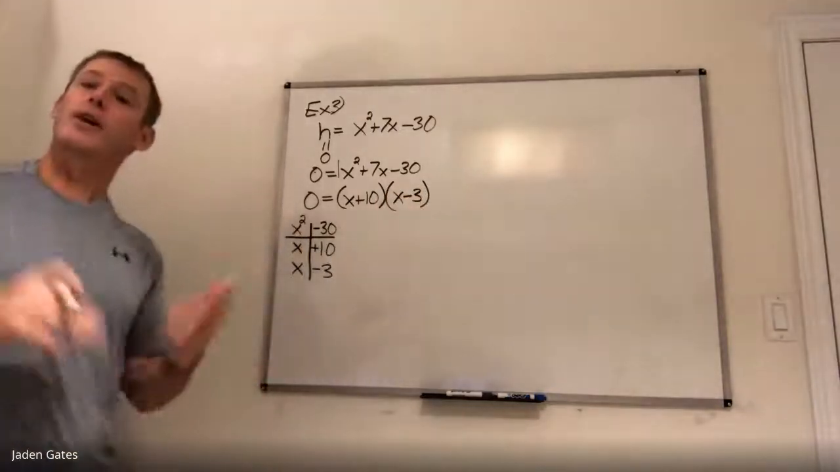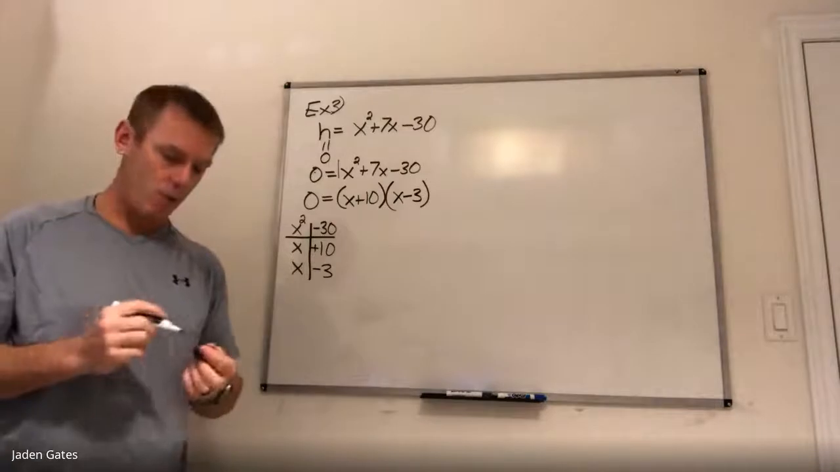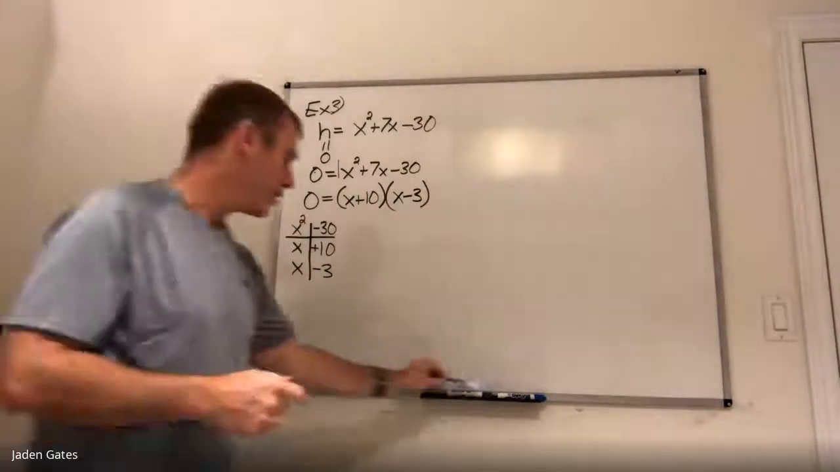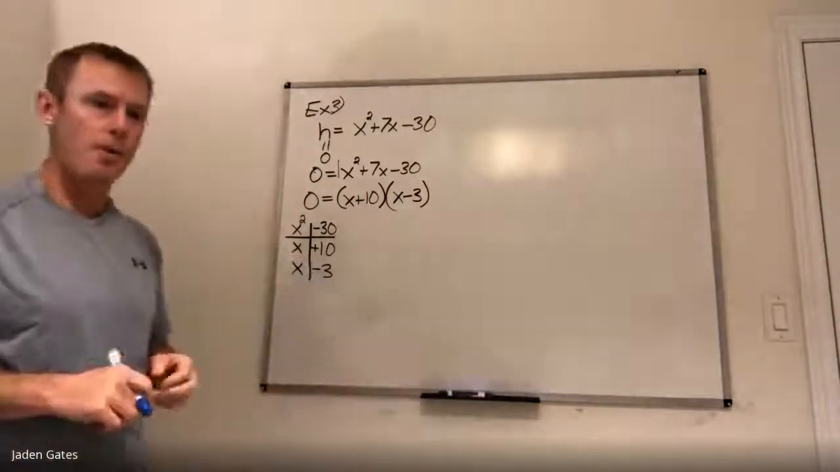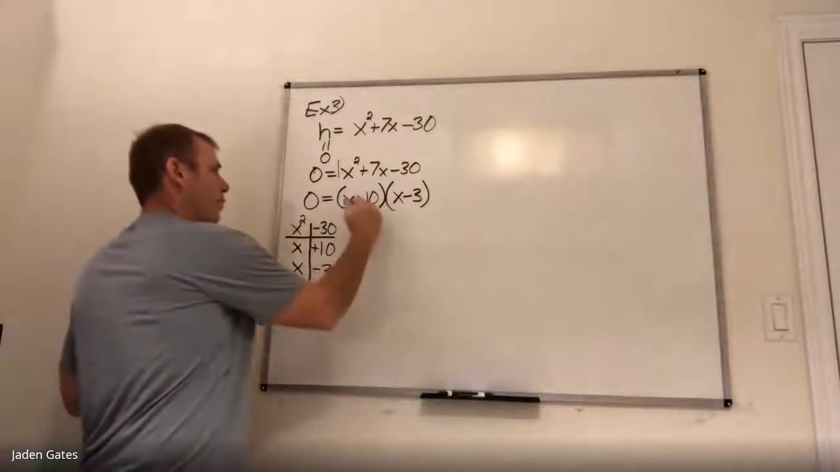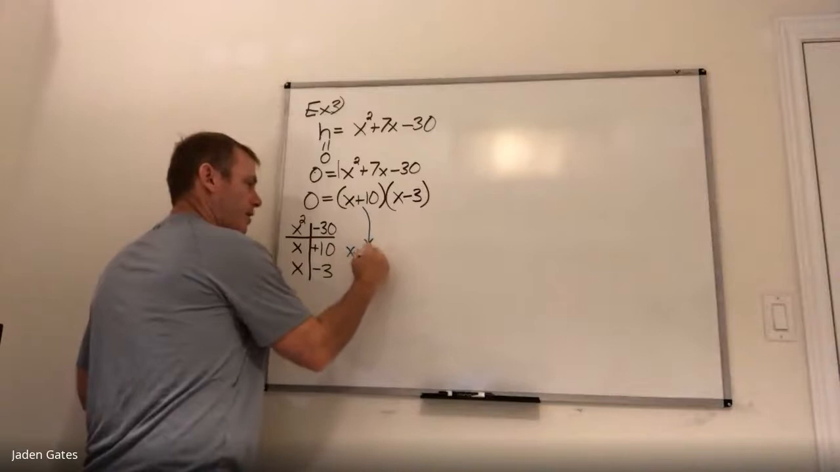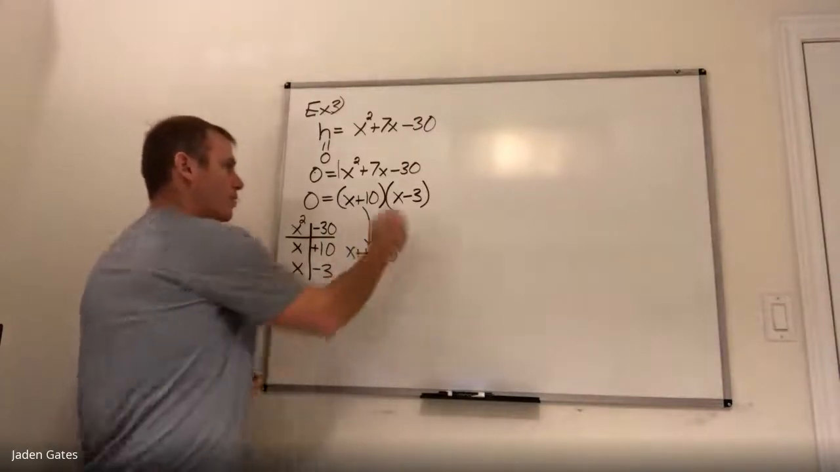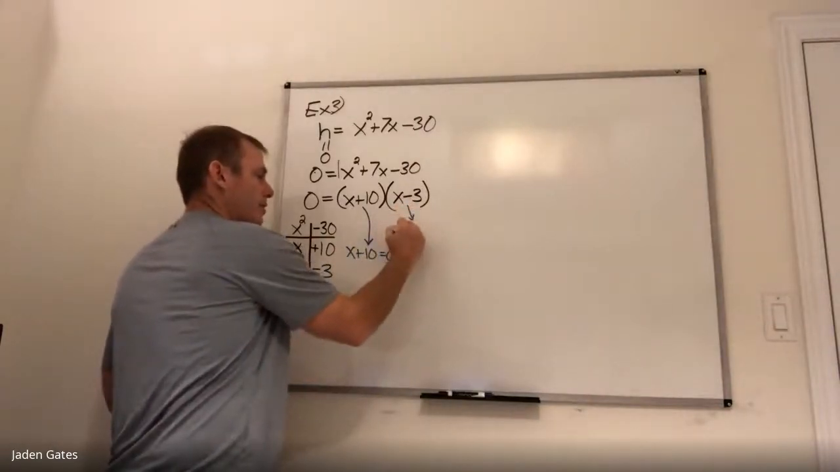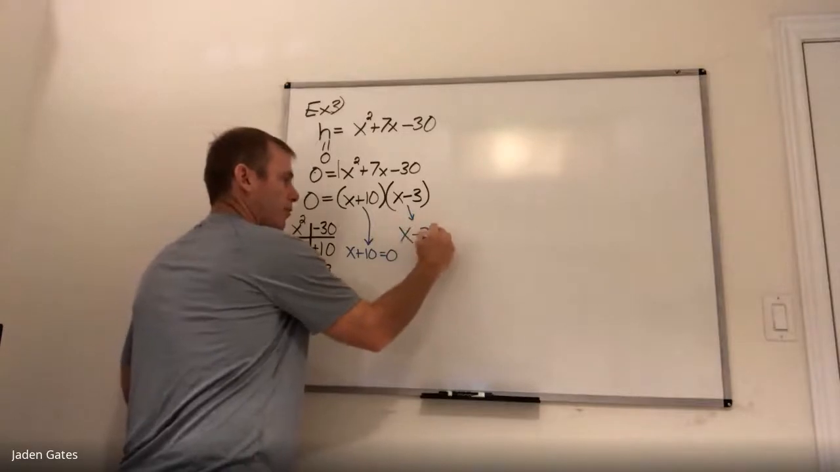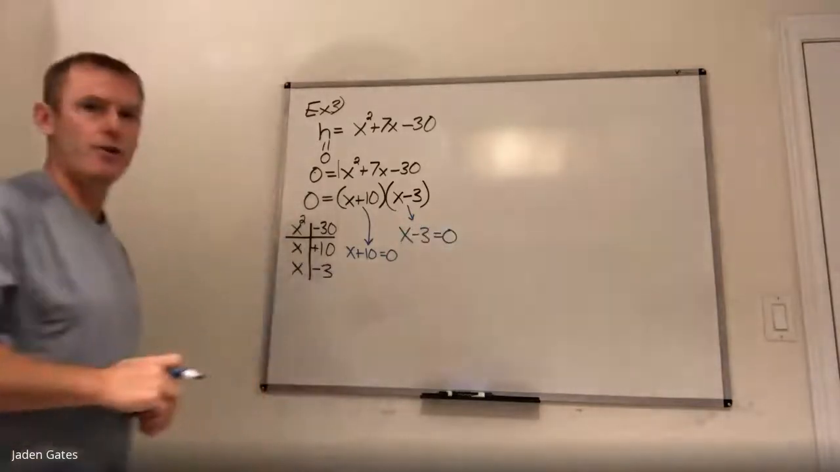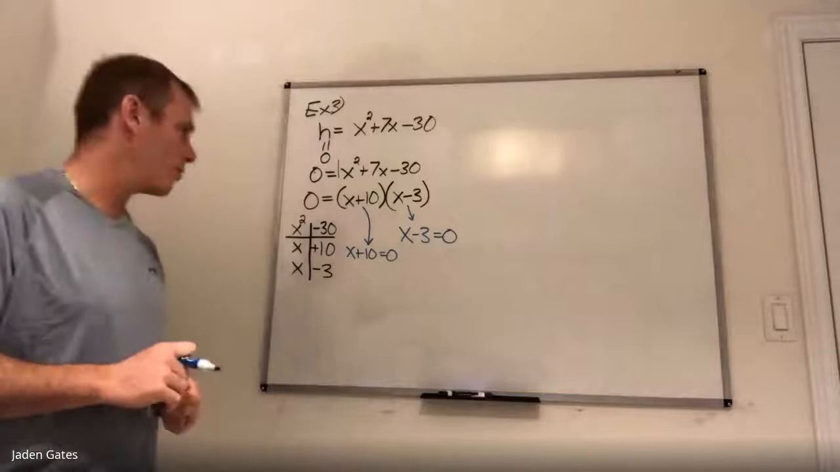All right, there's the first step. I factored my quadratic, and now to solve it, that's where the zero product property comes into play. I'm going to have one equation where x plus 10 is equal to 0. There's the first equation. And my other equation is x minus 3 equals 0. Again, you're going to get two potential answers for a quadratic.